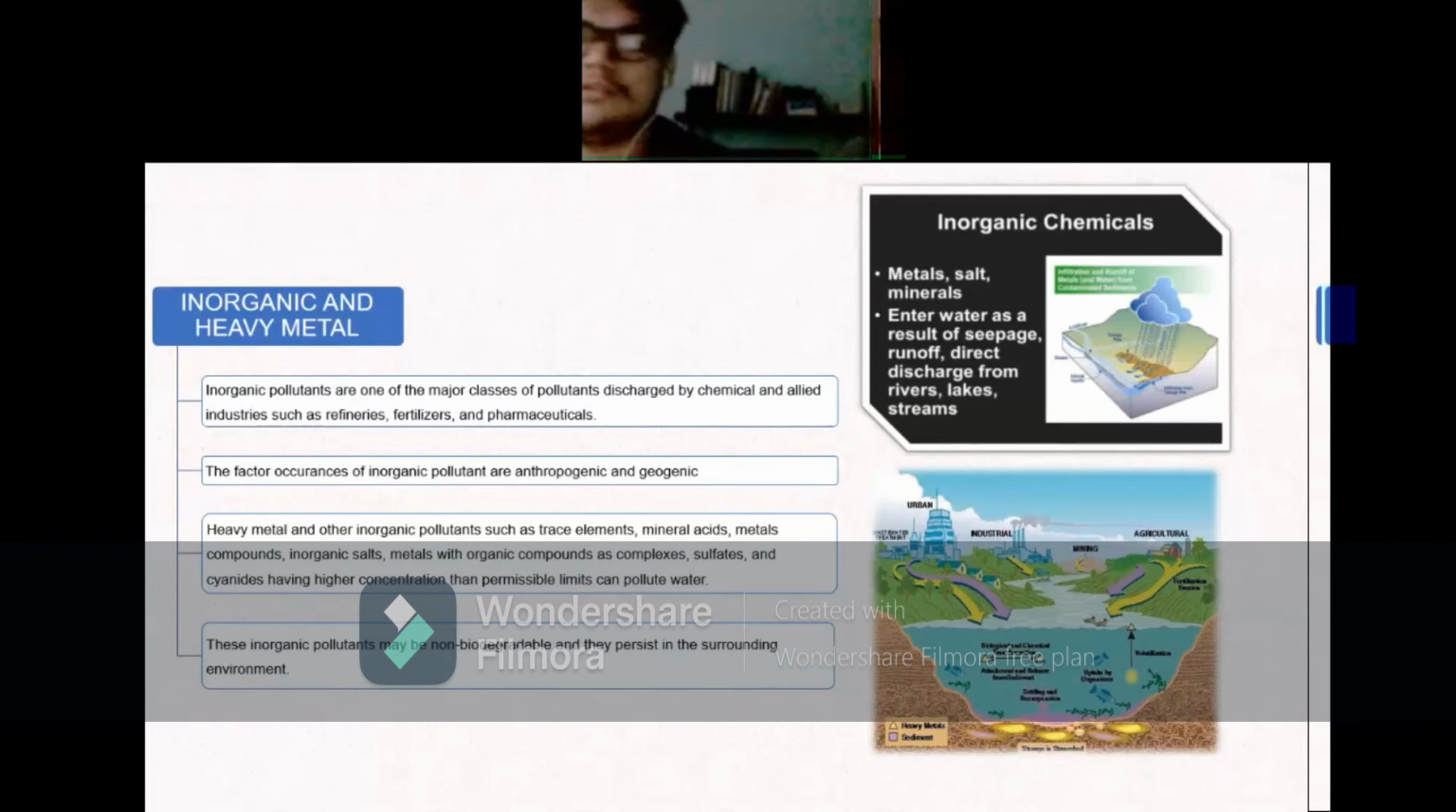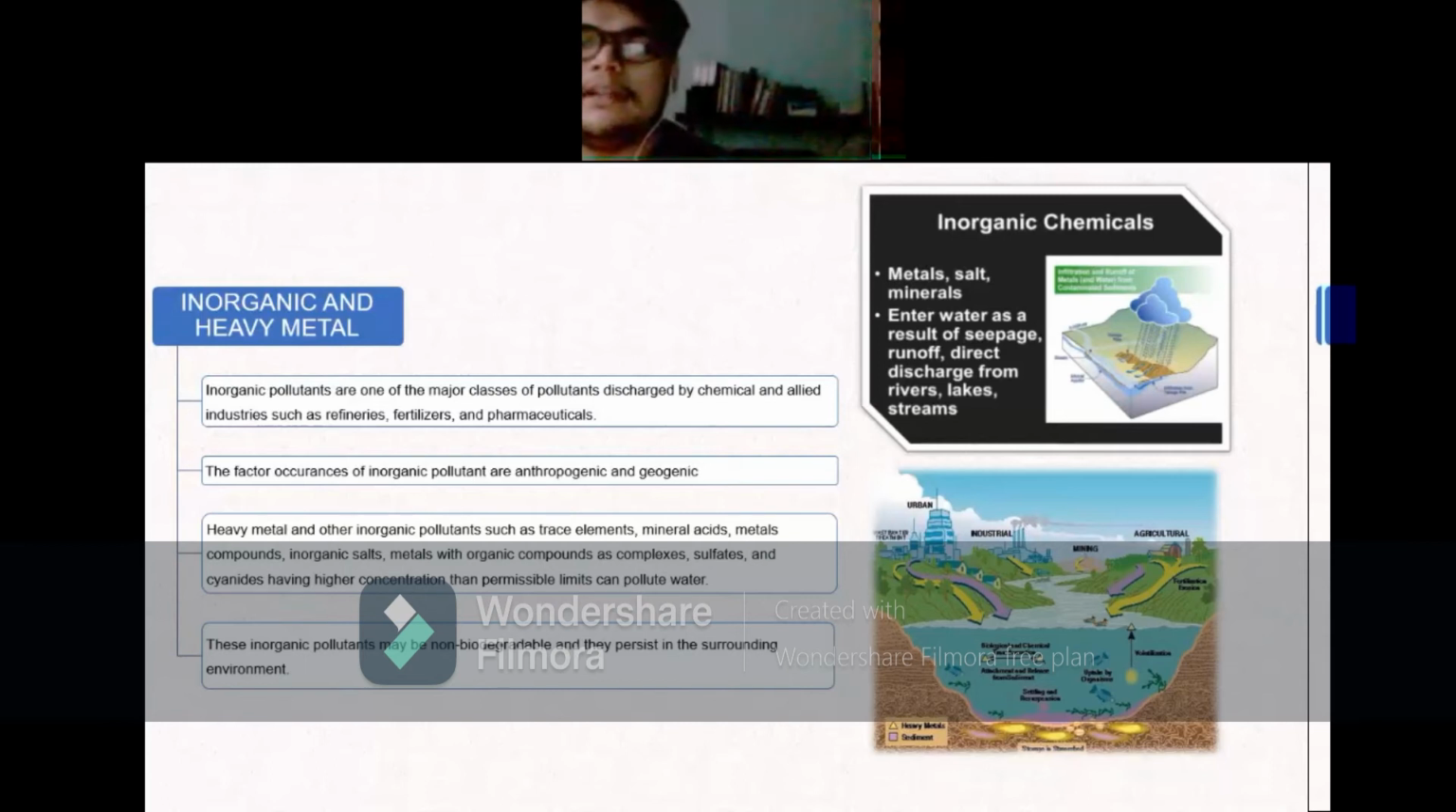So I will continue to discuss water pollution with other classification, which is inorganic and heavy metal pollutant. I combine this topic because the heavy metal is one of the substance of the inorganic. So basically, inorganic pollutant are one of the major classes of pollutant discharged by chemical industry.